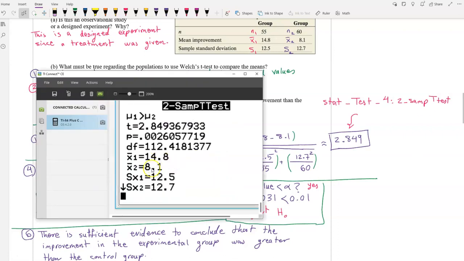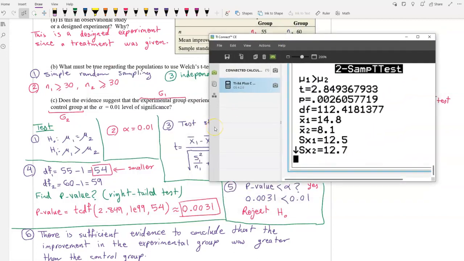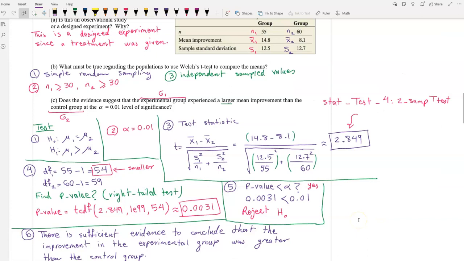Here we have degrees of freedom 112.42 if we round to two decimal places, or to a whole number it is 112. But what we used was degrees of freedom 54. So that is what we did by hand here. But using technology, our answer for the p-value is slightly different because of the degrees of freedom.